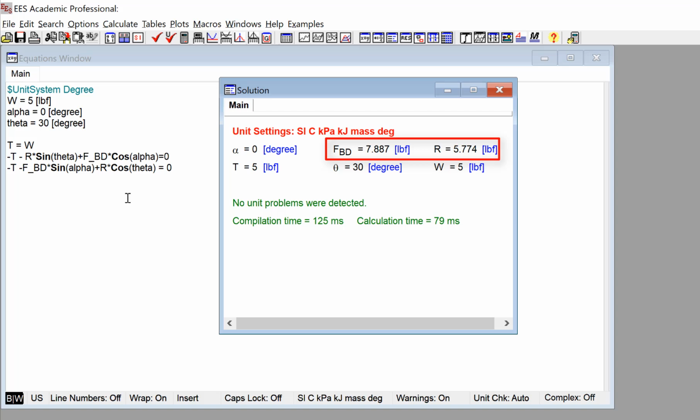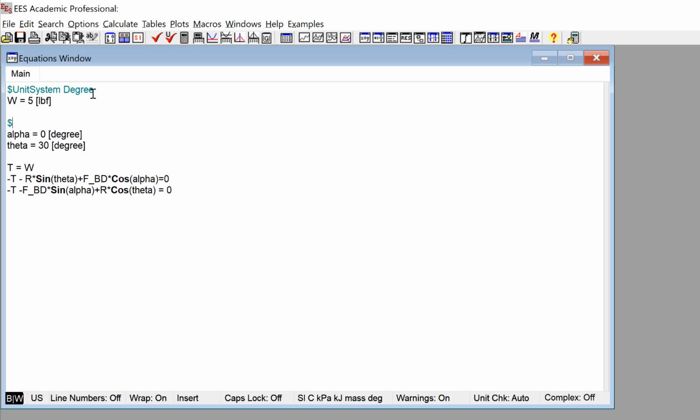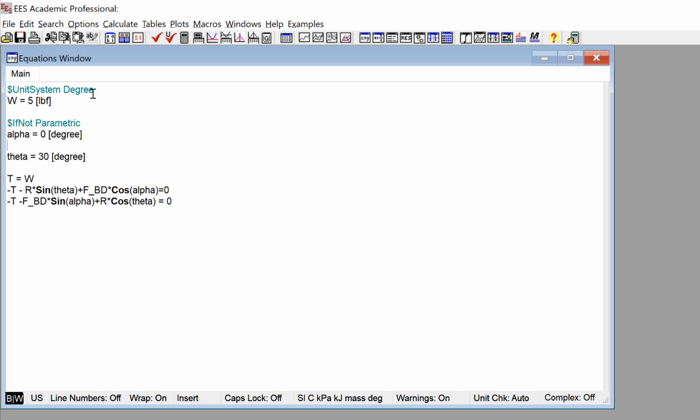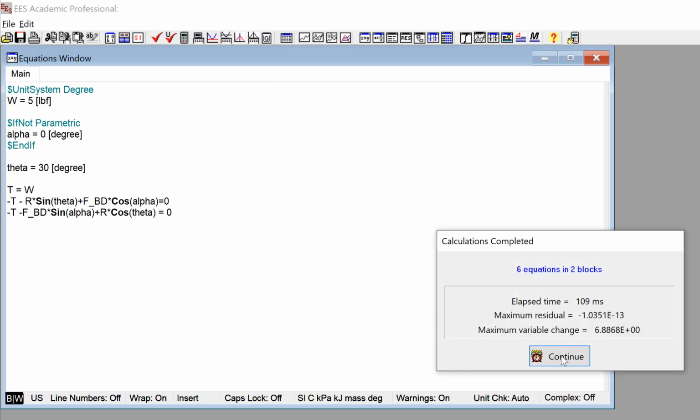Okay, so we need to vary this alpha for part B and figure out what value of alpha causes FBD here to be minimized, right? So I can do this a couple ways. I can just comment this out and make a parametric table, or I can use a $IfNot Parametric directive. So I think I'm going to go ahead and do that. $IfNot Parametric, and then $EndIf. So now if I just solve as I did before, this equation will be in there and I can get a solution.